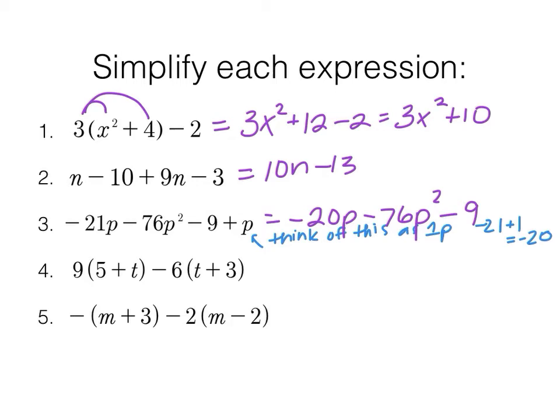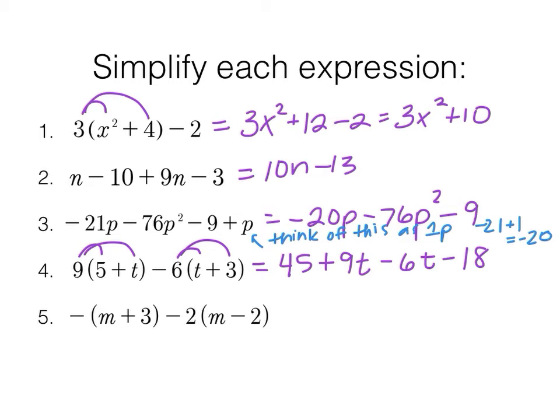So number 4, we've got 9 times the quantity 5 plus t, and then minus 6 times the quantity t plus 3. And there's something going on here in the second half that we're going to see is an important detail to pay attention to. So make sure you are paying attention. 9 times 5, 45. 9 times t, 9t. So 45 plus 9t. And then we're going to multiply through over here. Now, minus 6 times t is minus 6t. Minus 6 times a plus 3 is going to be a minus 18. Think of that as a negative times a positive. Negative times positive is a negative.